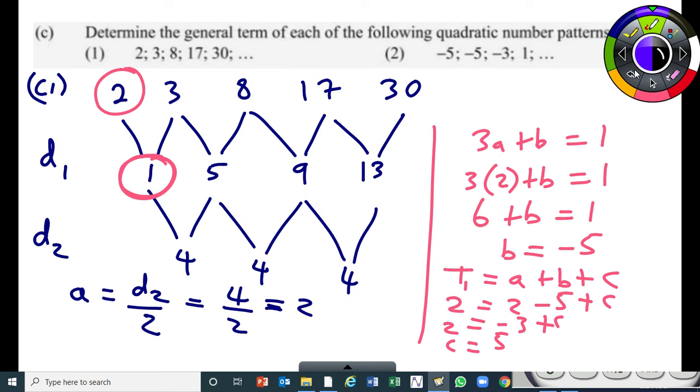To calculate b, you need to know that the first term of the first differences of the pattern that you will be given is going to be equivalent to 3a plus b. So for you to be able to determine b, you need an actual number pattern, which is the one that we are given here. With this number pattern, I calculated the first differences. The first differences also form a sequence which is linear. The first term of the first differences is equal to 3a plus b.